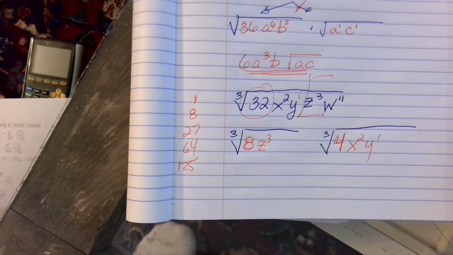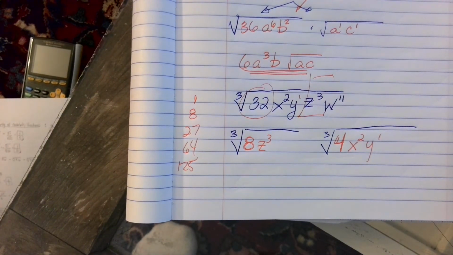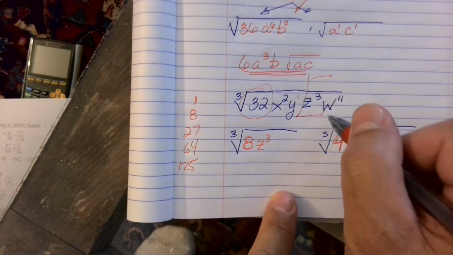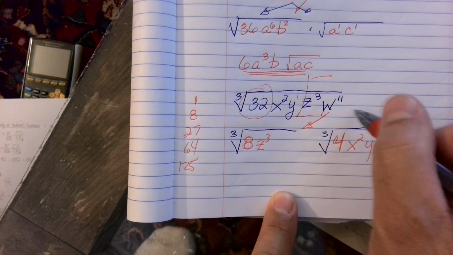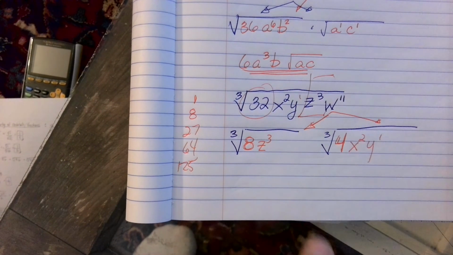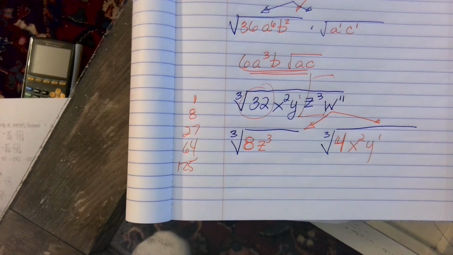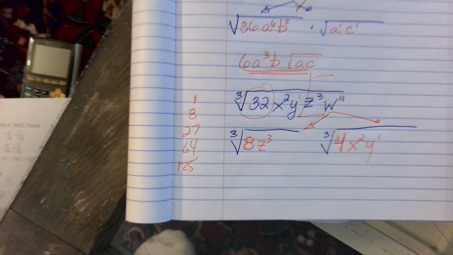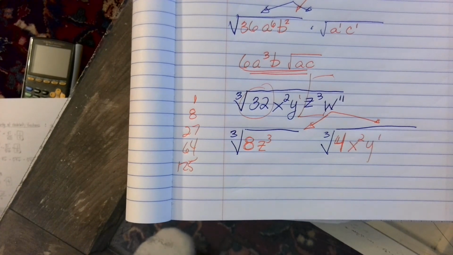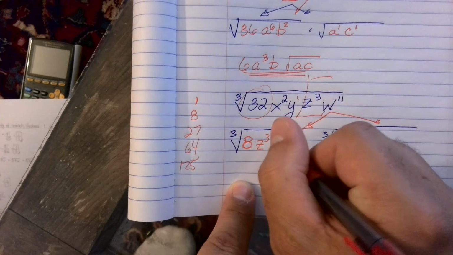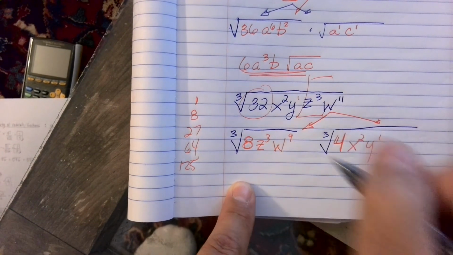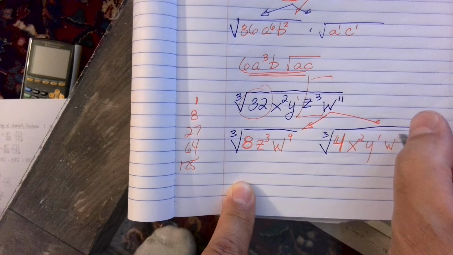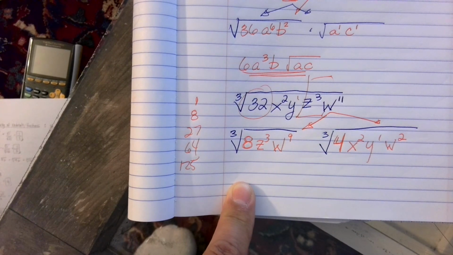And w to the 11th is not a perfect cube, but it can be broken up. I could break it up. What's my largest cube that goes in there? What's my largest multiple of 3? 3, 6, 9, 12. So it's going to be 9, w to the 9th, and then I'd be left with w to the 2nd over there.